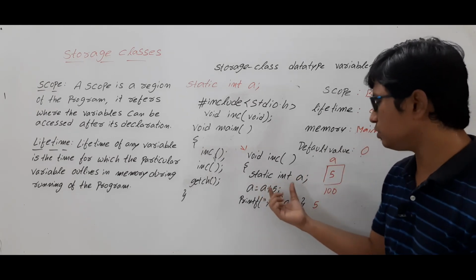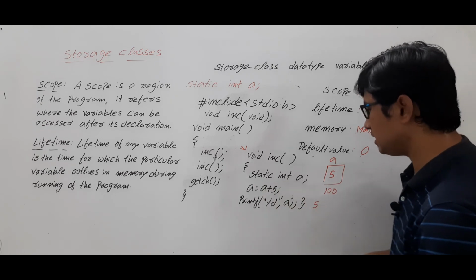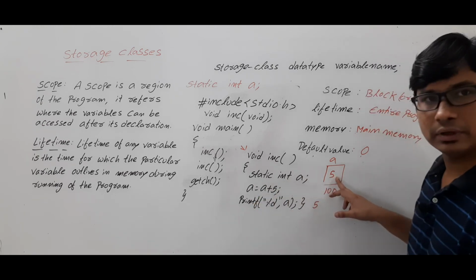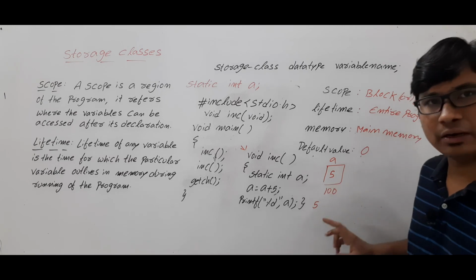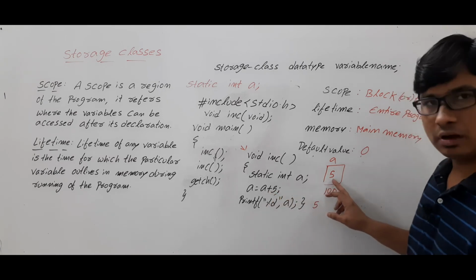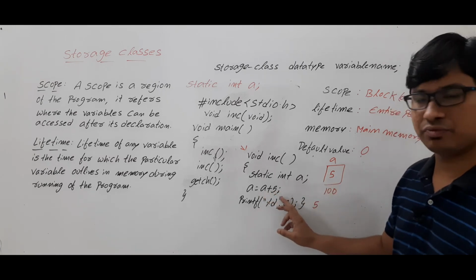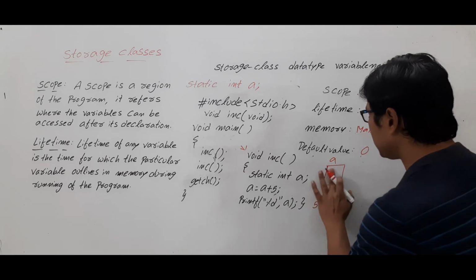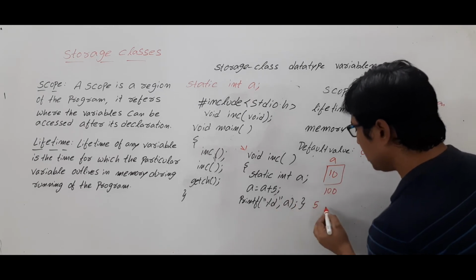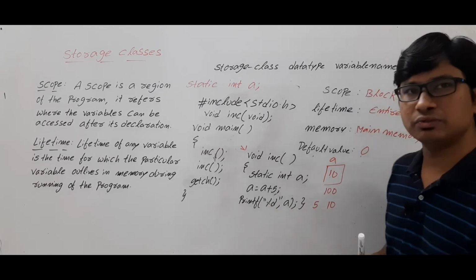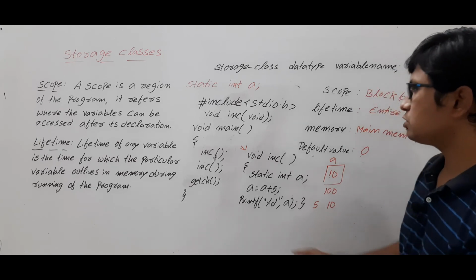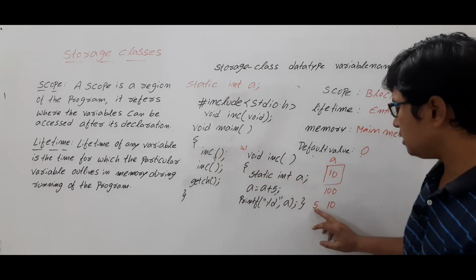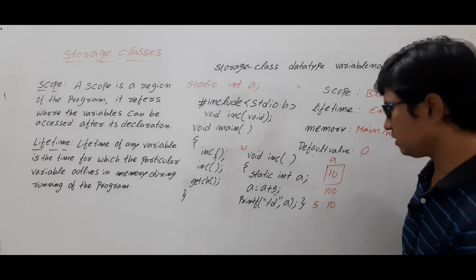Is it clear? So what will happen is that the value of a was 5, because this is stored for the entire program. So the value of a is already 5. So it will be 5 plus 5. It will be 10. So if you are printing the value of a, you will get the values 5 and 10. So for this program, a is equal to 5 and then a is equal to 10.